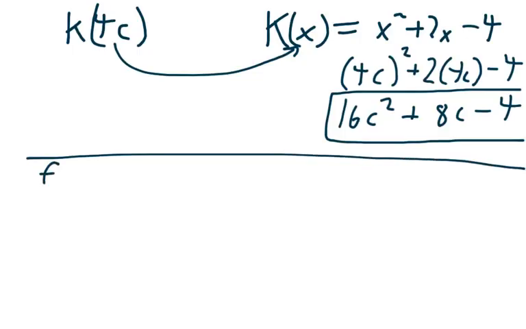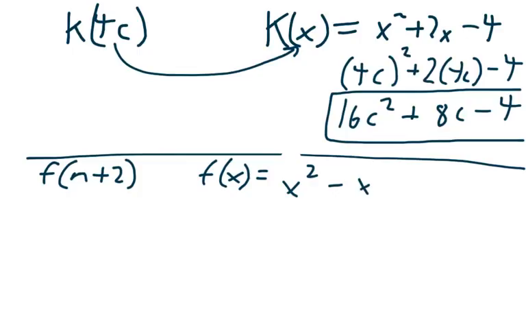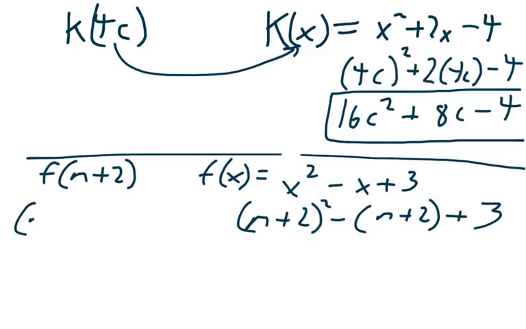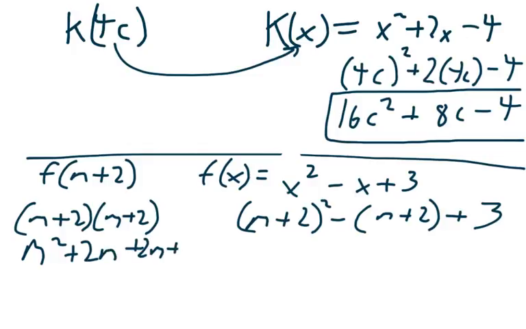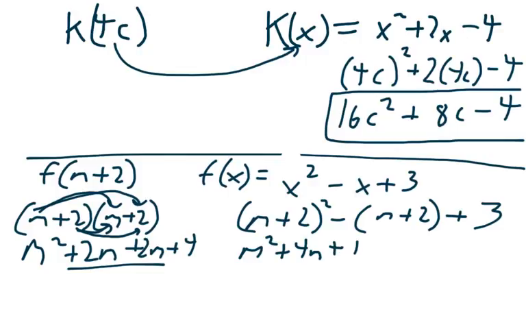For problem number 2, we want f of m plus 2 if f of x equals x squared minus x plus 3. So we got m plus 2 squared minus m plus 2 plus 3. For m plus 2 squared, we need m plus 2 times m plus 2, which we do the way we normally multiply these together. And we got m squared plus 2m plus 2m plus 4. So this first part is m squared plus 4m, because 2m plus 2m is 4m, plus 4.